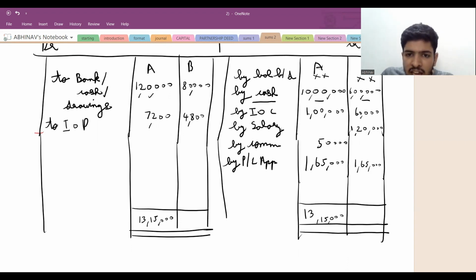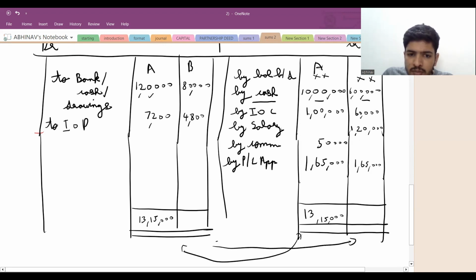Because essentially the A account is a separate account and the B account is a separate account. A's debit side and credit side will be balanced in the end, and B's debit side and credit side will be balanced in the end. Instead of having A's capital account and B's capital account separately, they're just merging the accounts. Like I mentioned before, I've already explained this in the previous lecture. Now, B's side: 6 lakhs plus 60,000 plus 1,20,000 plus 1,65,000.